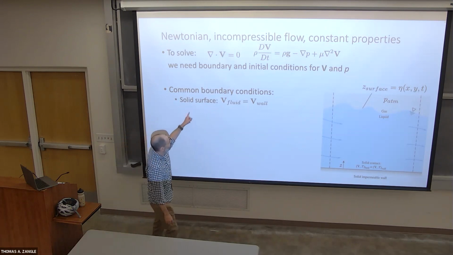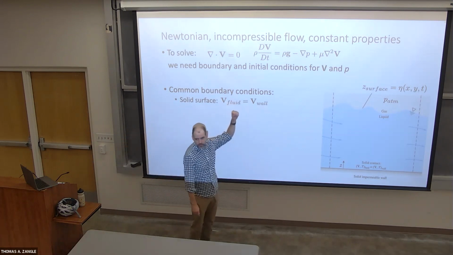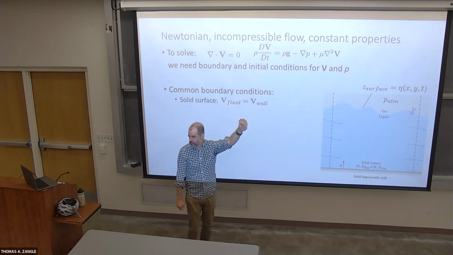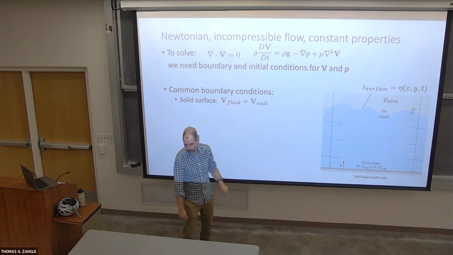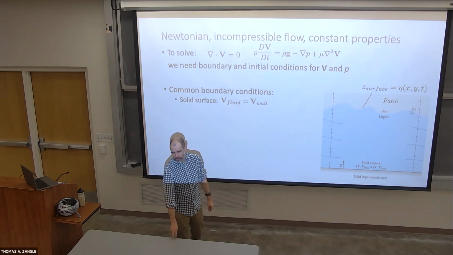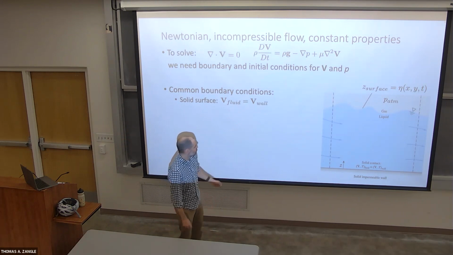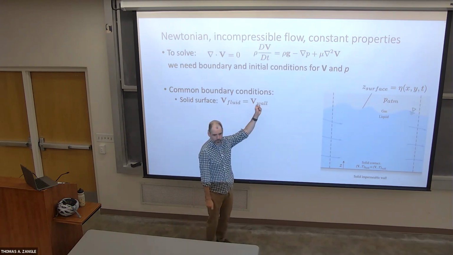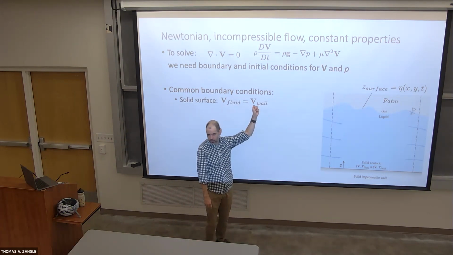One common boundary condition is a solid surface. We often write the no slip condition as V equals 0, but that's only true if the wall is not moving. If the wall is moving at a velocity of 0, then the no slip condition is V equals 0 at the wall. More generally, no slip implies that the velocity of the fluid is equal to the velocity of the wall where it meets the wall.